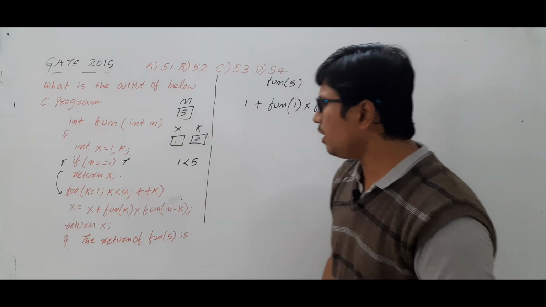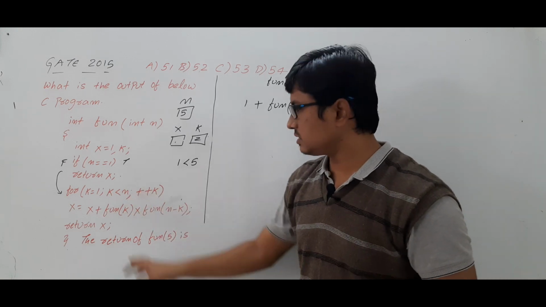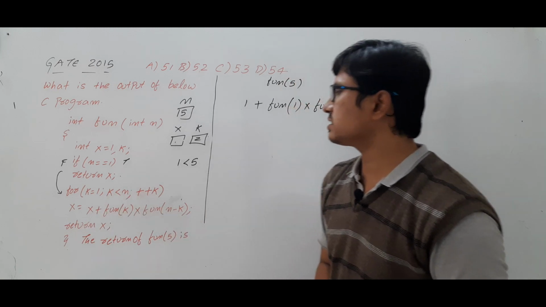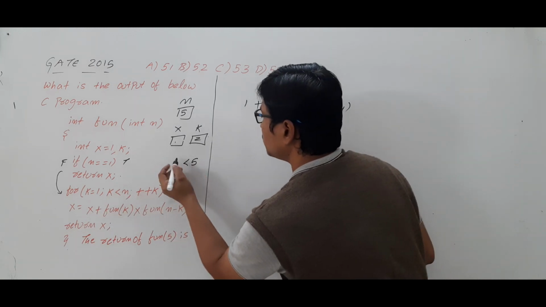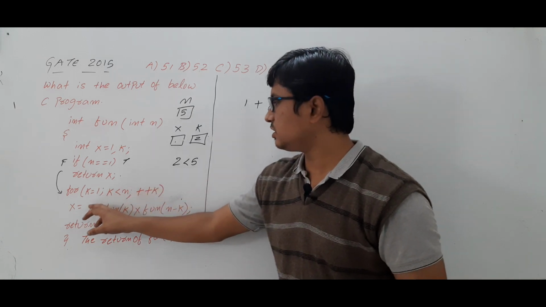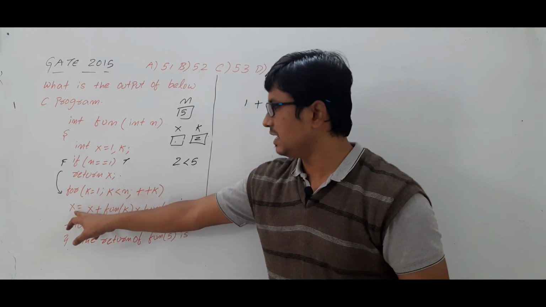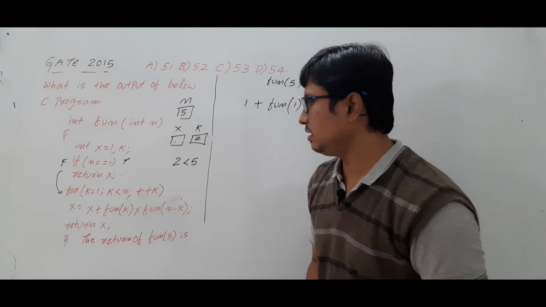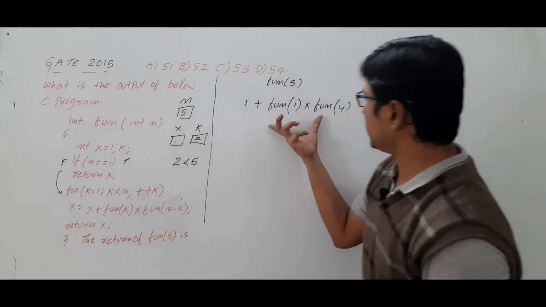Now once the incrementation is done, you need to go for the condition checking. k is less than n. What is the k value? 2. The n value is 5. Again the condition is true. If this condition is true, again you need to execute x is equal to x plus fun k into fun n minus k. So x is this one.